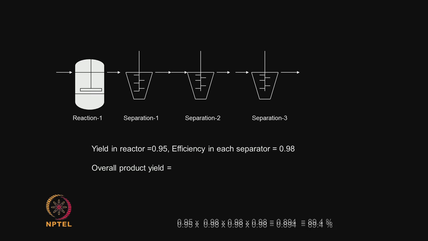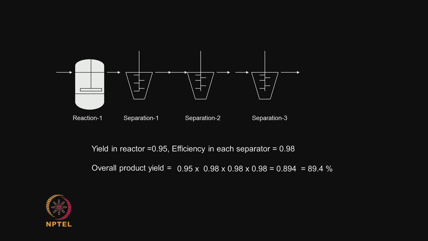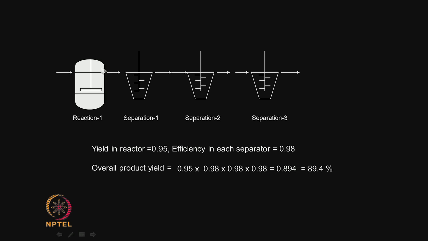If you do that, we end up with 89%. That means overall product yield is only 89%. At the end of these 3 downstream steps, we are getting only 89% of our product. That means almost 11% of the product is lost, because of the separation and because of the poor yield in the reactor. Although 95% and 98% look very large, when you consider all of them together, you lose a little material in each downstream step. So, when you multiply all of them, you end up with a much lower number, 89%. That means you are losing almost 11% of your product in a flow sheet which contains one reactor and 3 downstreams. Now, let us try to make it more complicated.